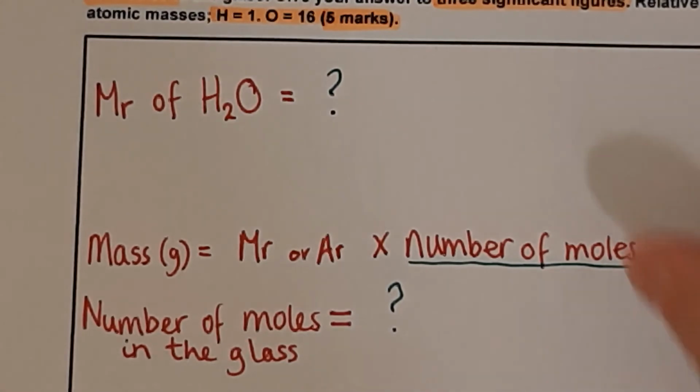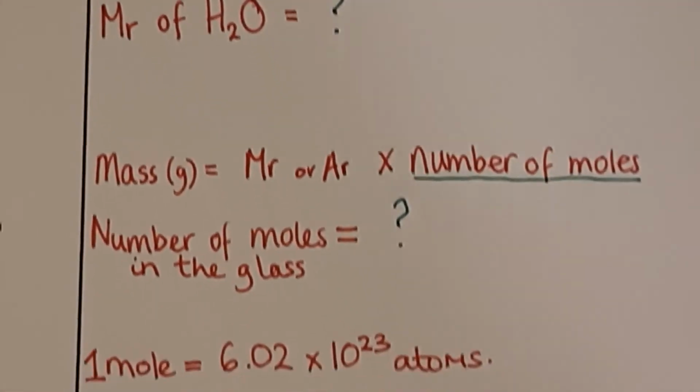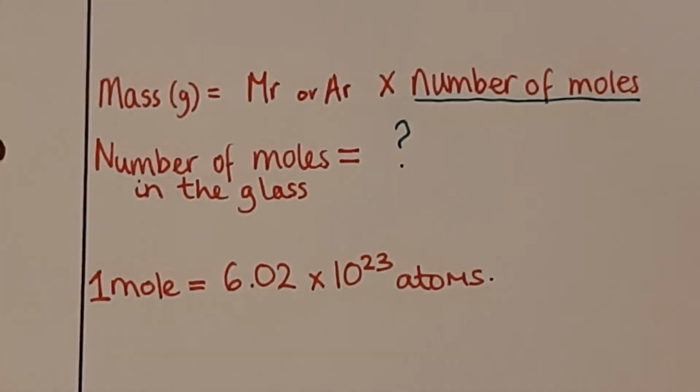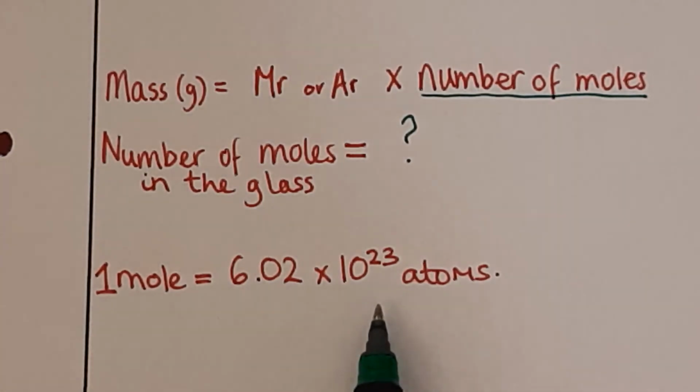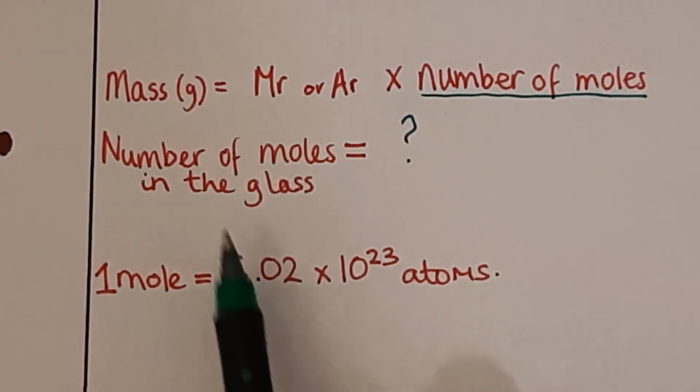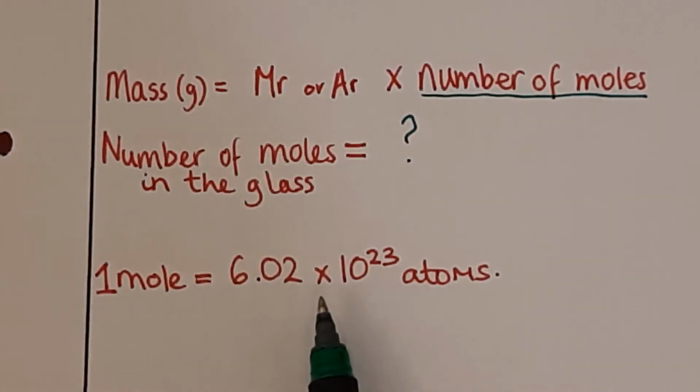Okay, then lastly, if you got stuck on the last bit and you know how many moles are in the glass, you need to remember that 1 mole is 6.02 times 10 to the 23 atoms, or a 6 with 23 zeros after it. That will help you, because if you know how many moles are in the glass and how many atoms are in 1 mole, you can multiply those two together to tell you exactly how many atoms are in that glass. Again, you'll need a scientific calculator to do this.